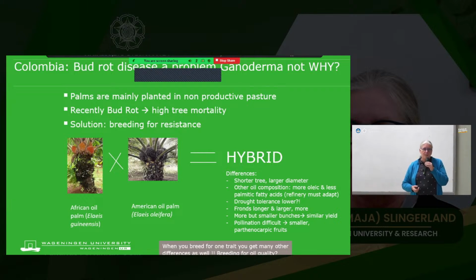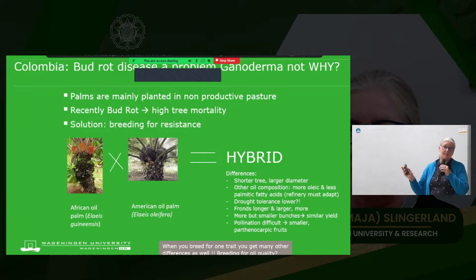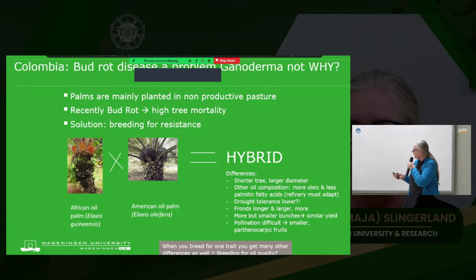But also, if you have a resistant variety, you know resistance can be broken. So it's also important to realize that if people think now we have a resistant variety, we don't need to do anything anymore, in the next few years they may have big trouble again because resistance can be broken. The pathogen is very clever. It finds a way around. So that's why it's really important to look at this.